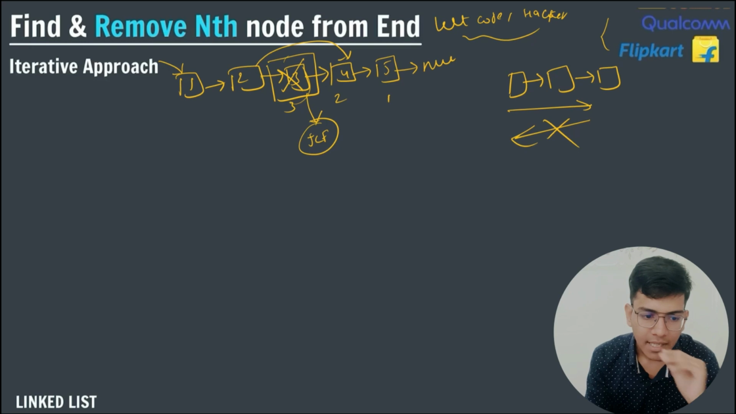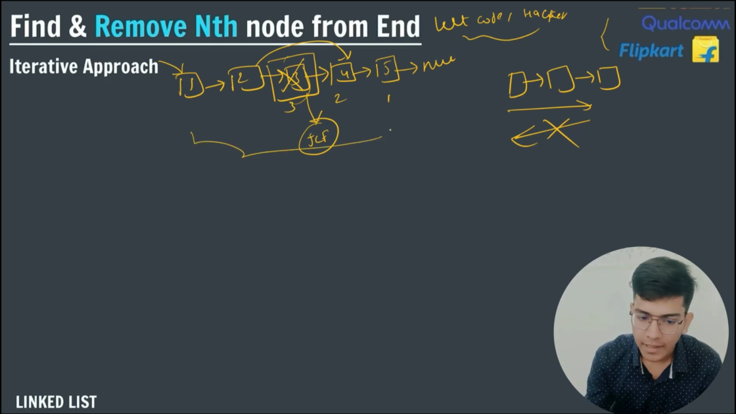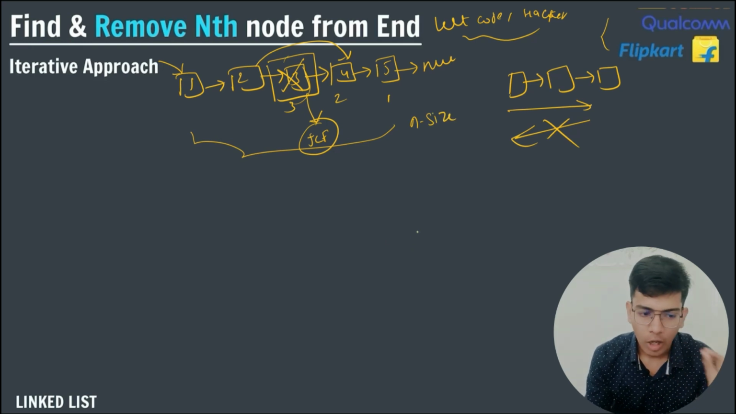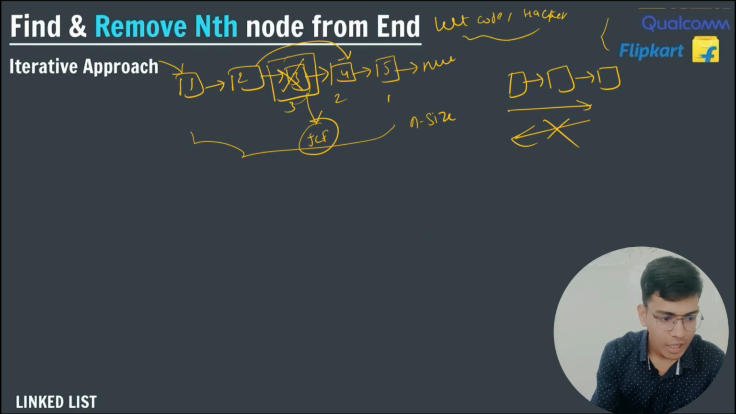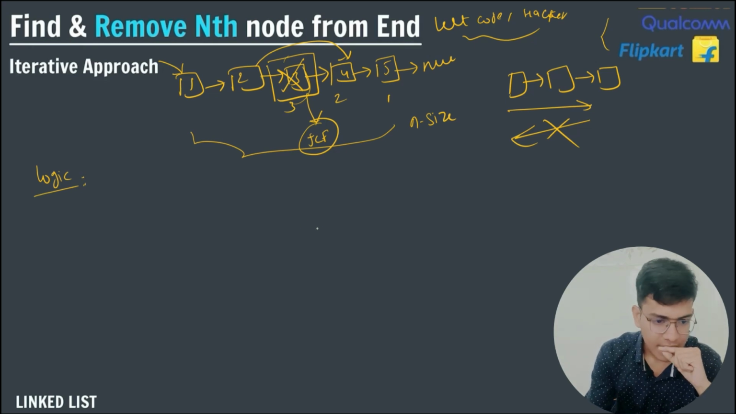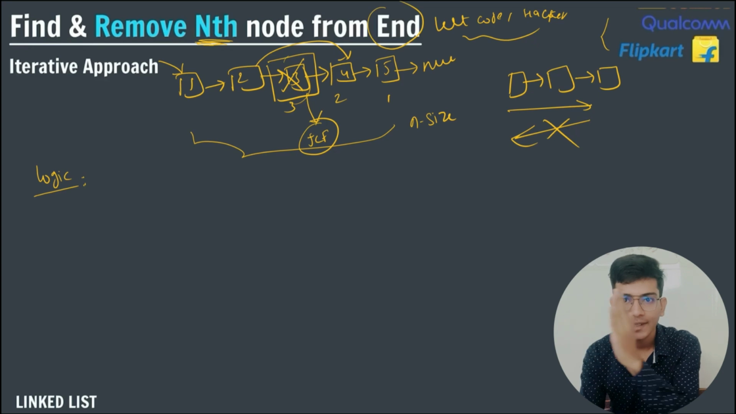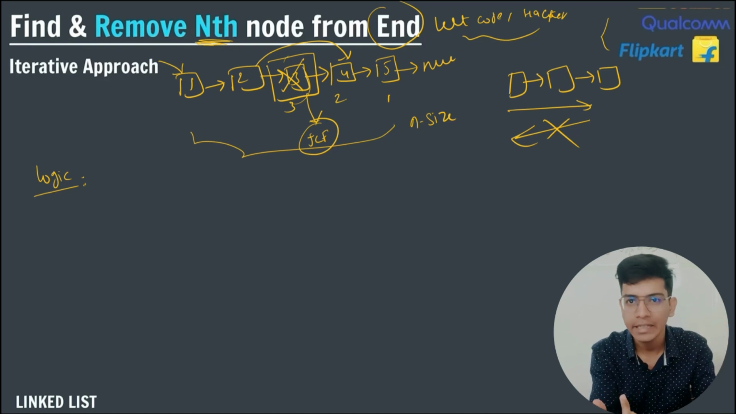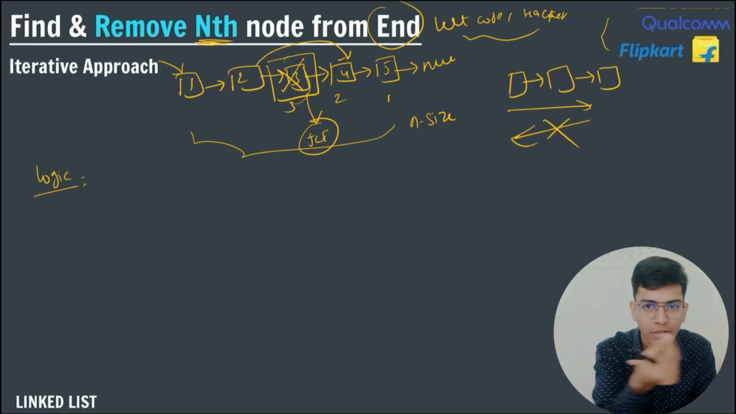So the logic here is, let us consider this is my n-size linked list. We need to understand the logic here. What is the question asking us? We need to remove the nth node from the starting? No, from the end. So the user will give us the index from the end, and we need to find the node from the end, and by knowing the node, we can directly delete it. But the problem is how we can calculate from the end.